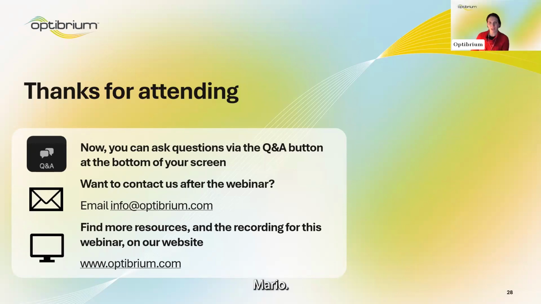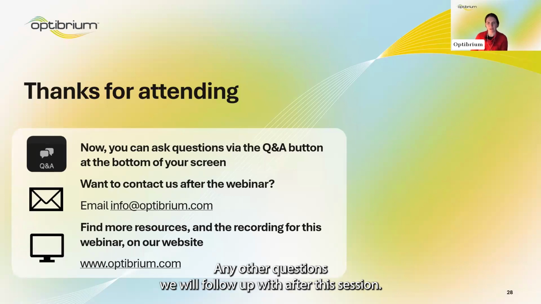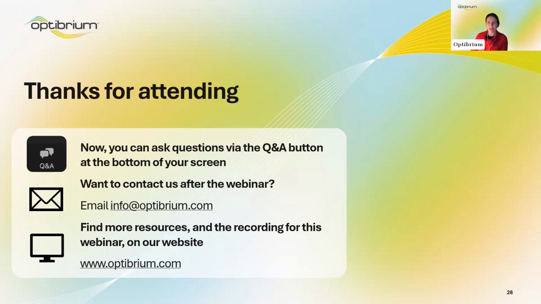Thank you, Mario. We've had lots of questions, but I'm going to go for one final question. Any other questions we'll follow up with after this session. So the final question is, in preparing your training set, do you use chemical similarity or experimental data distribution for even sampling? And does the choice of training set preparation have a huge impact on the model building?